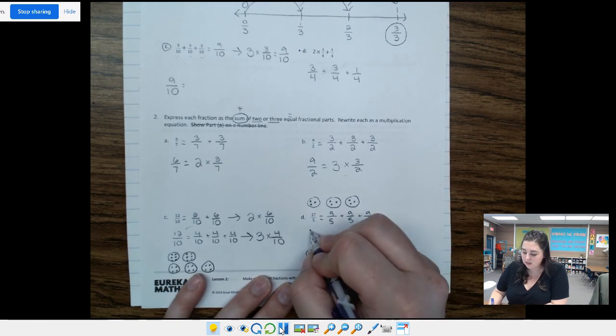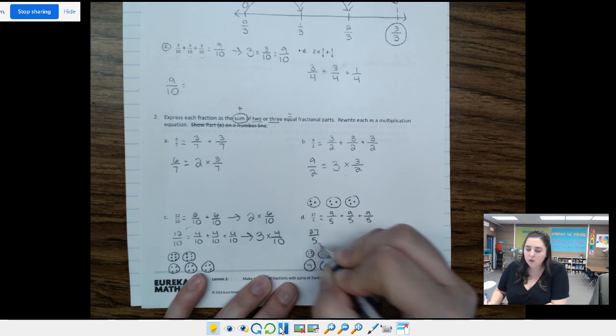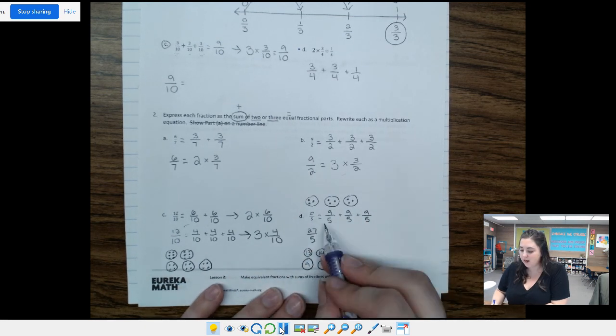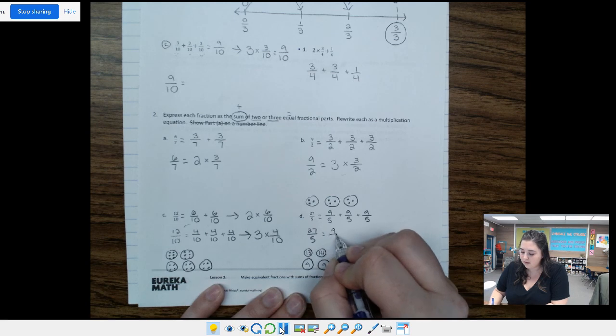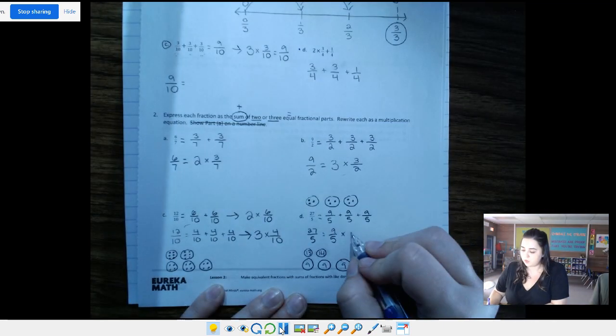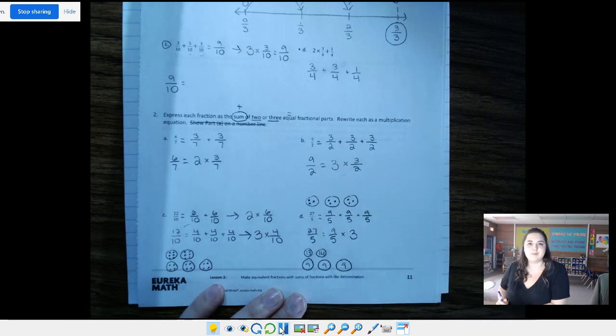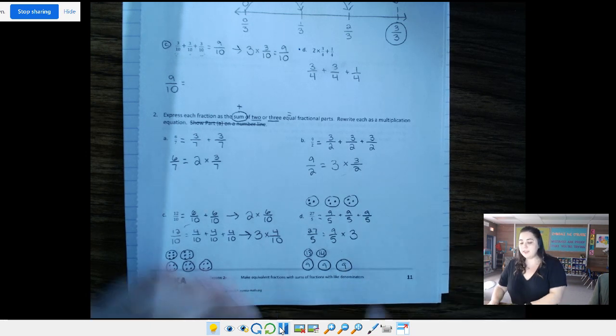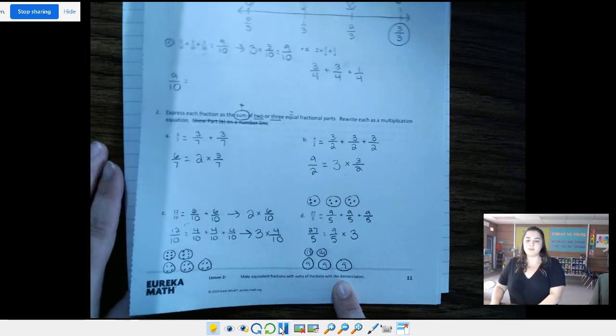And written as a multiplication problem, what's being repeated? The 9 fifths. And how many times? 1, 2, 3 times. All right, that is it for our second section.